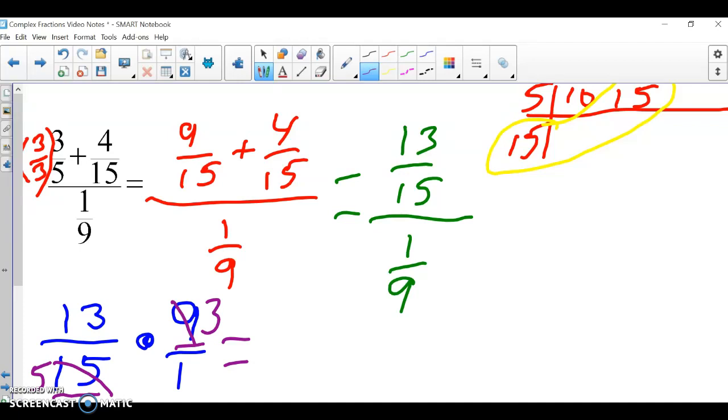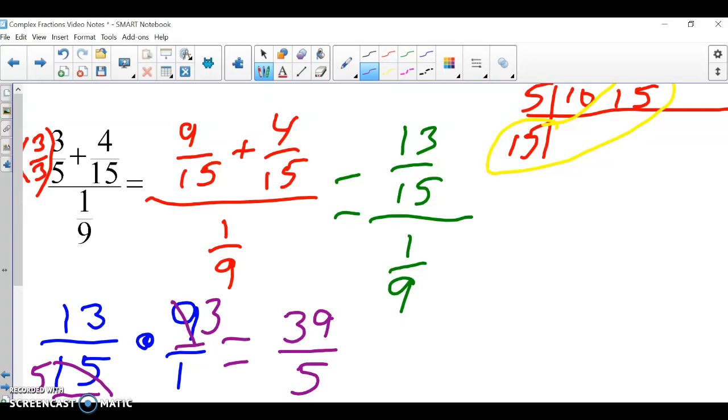If you want to wait until the end and simplify, then that's okay too. But doing this step in the middle, I often find makes my math easier. So now I can solve. 13 times 3 is 39. 5 times 1 is 5.